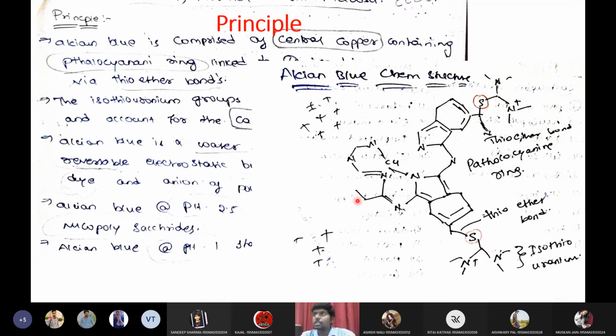So Alcian blue stain will have a central copper ring, which is surrounded by a phthalocyanin ring. This phthalocyanin ring has four corners. In the four corners, it has the isothiouranium. This isothiouranium molecule is bound to the phthalocyanin ring with the help of a thioester bond. Then this isothiouranium binds to the mucopolysaccharides with the help of electrostatic bonds, which is a reversible bond. Okay, so that's it. This is the principle of the Alcian blue stain.